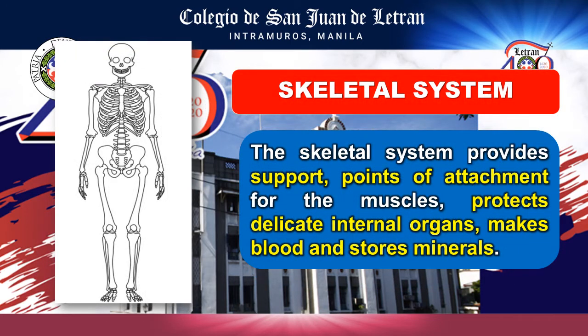Let's now proceed to skeletal system. The skeletal system consists of bones, joints, and teeth. The bones of skeletal system are connected by tendons, ligaments, and cartilage. Functions of skeletal system include supporting the body and giving it shape. Along with the muscular system, the skeletal system enables the body to move. The bones of skeletal system also protect internal organs, store calcium, and produce red and white blood cells.